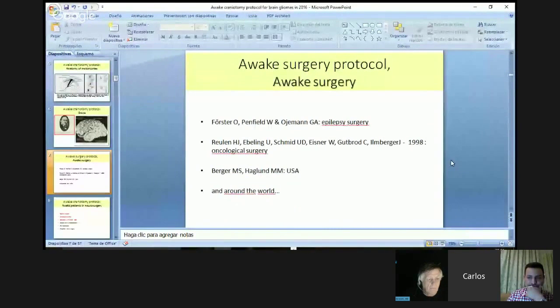So an awake surgery was described thereafter by Foerster, Penfield, and others for epilepsy surgery. After that, Rasmussen, Ojemann, and others described a good protocol for oncological surgery. And then afterwards, many specialists or neurosurgeons described awake surgery, such as Berger, Hecklund, and then, around the world, a lot of people are doing these kinds of surgery.